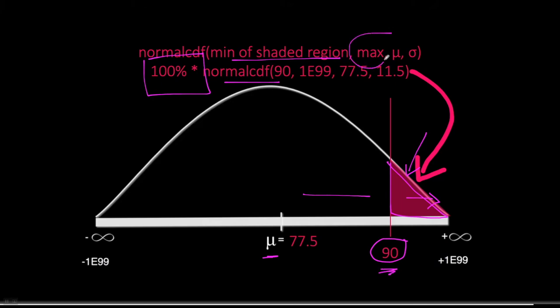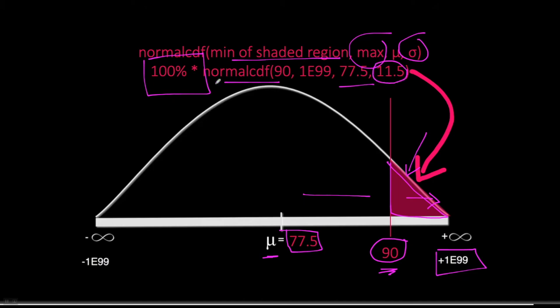The maximum of the shaded region is positive, but we don't have to put positive, it'll assume positive for us, 1E99. And so we will need to put 1E99 in. And then our mean, that's labeled here as well, 77.5. The only thing that's not labeled on the picture, and I don't label it because I don't think it needs to be labeled, is the standard deviation. But that was given to us in the problem as 11.5.